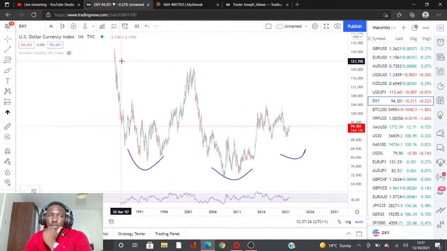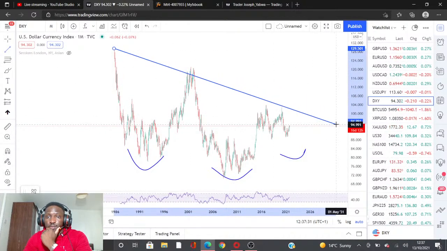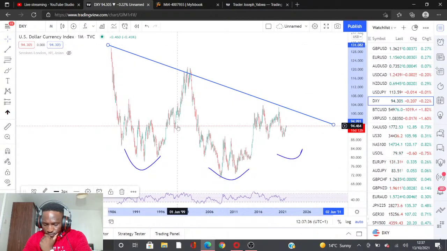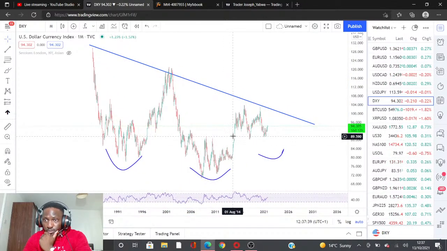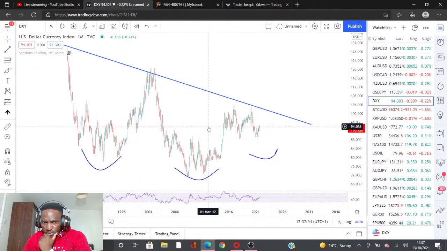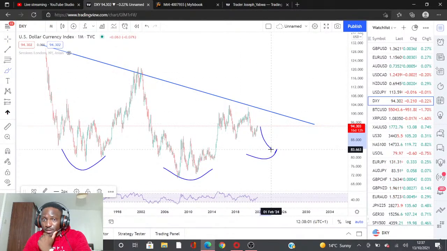Draw a trend line. Do you want a trend line from here? Is this the trend line you want? From the top. Yeah, that's the top. Okay. So you think the market, because it's come to this trend line, is likely going to come back down and complete the right shoulder.